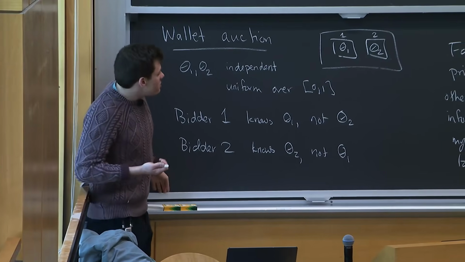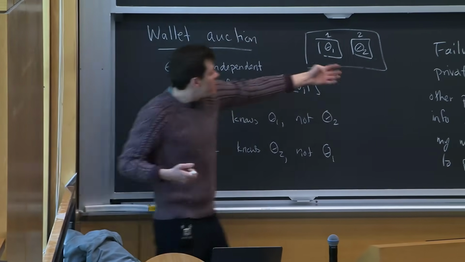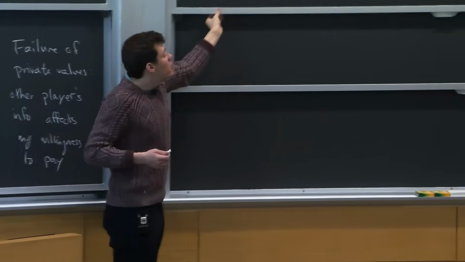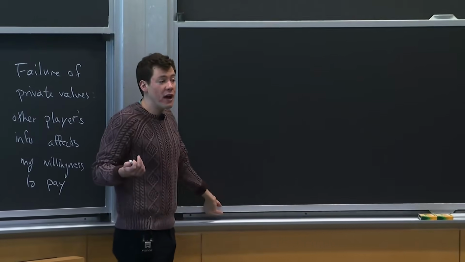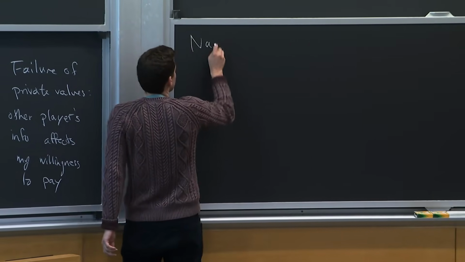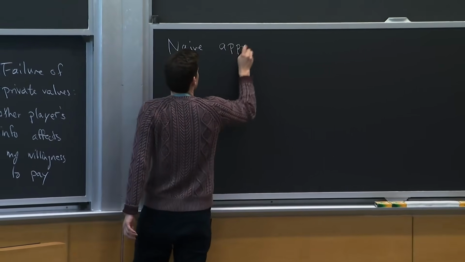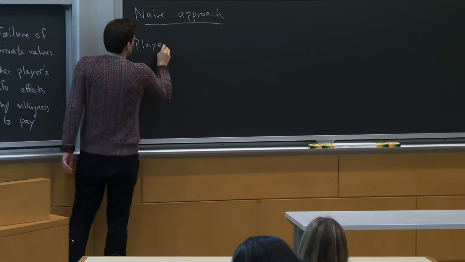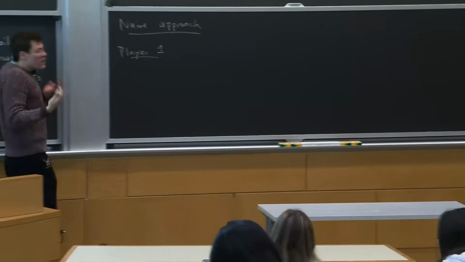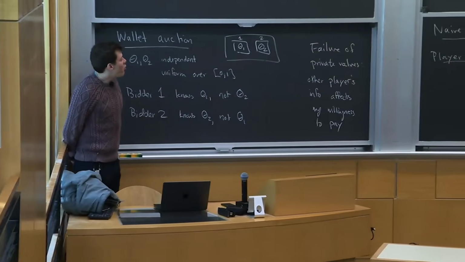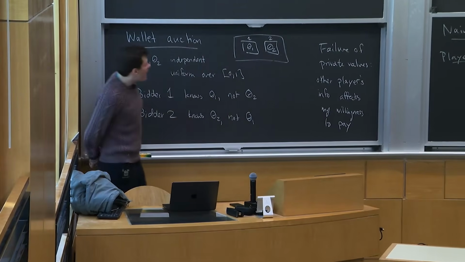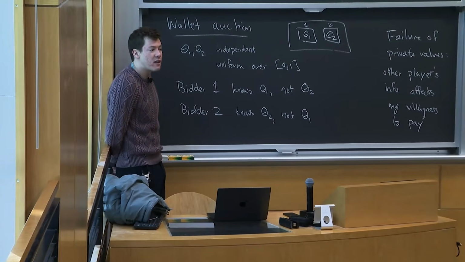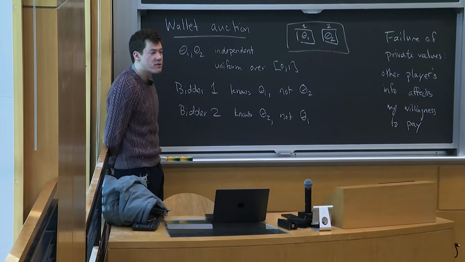Now you might say, well, OK, I don't know exactly what's in the other wallet, but I can compute expectations. So the naive approach might be, well, let's try to treat this like a normal private values auction. So here I'll write naive approach to say this is going to be wrong, but let's see what happens. Under the naive approach, if I'm player 1, what would I say is my willingness to pay for the bowl? If I just looked at it, I know theta 1, what's a reasonable way to say what is my willingness to pay? What is my expected value from the union of the two wallets, or the sum of the two wallets?